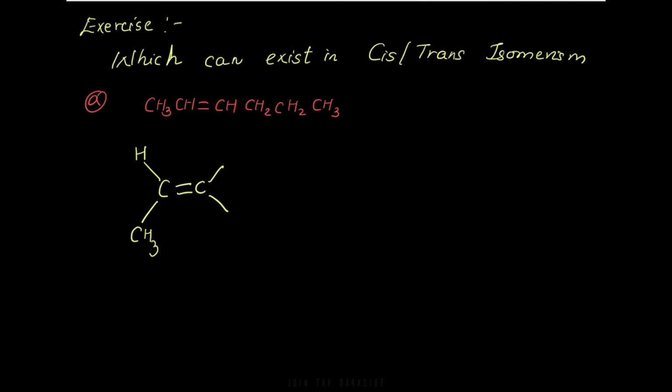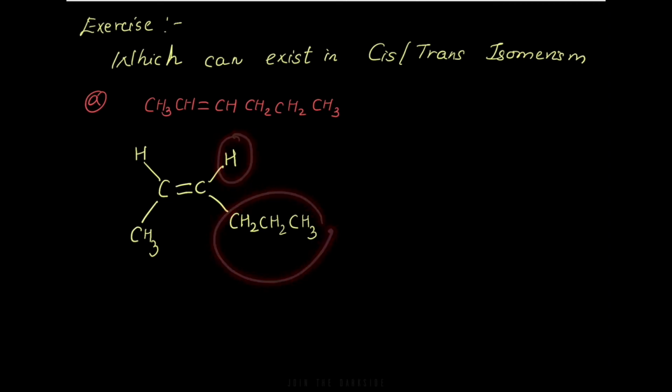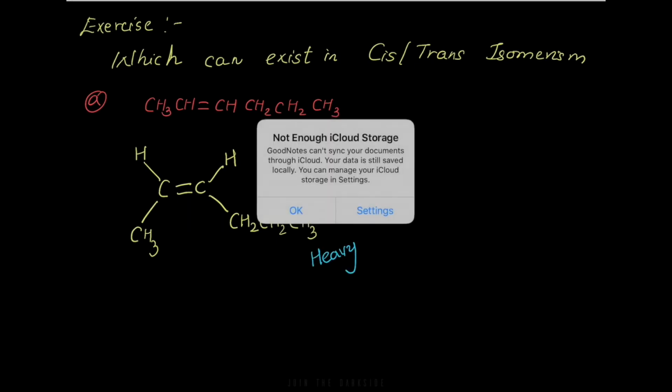And this carbon has hydrogen and CH2, CH2, CH3. Okay, now let me see whether I can assign the priorities for these groups. So this is hydrogen and this is a propyl group. Obviously they are different, so I can assign the priority for these groups. So it's going to be the propyl group that's going to weigh heavy.